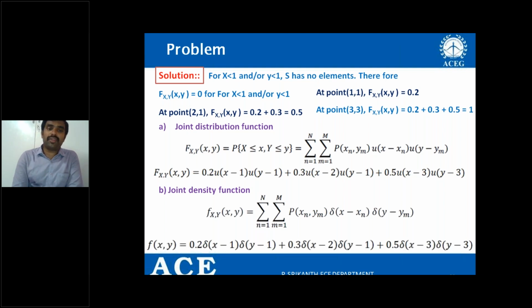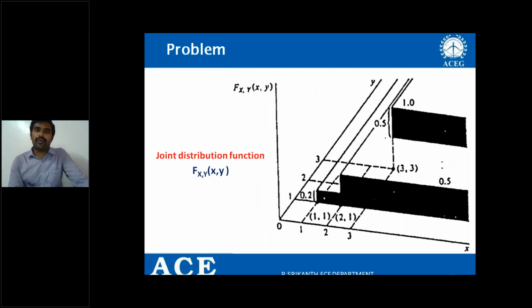Similar to the previous one, 0.2 into del of x minus 1 into del of y minus 1, up to 0.5 into del of x minus 3 into del of y minus 3. Right? It is the way to derive the joint distribution and the joint density functions. Right? So now coming to the plot, how do you plot it? So here, what is joint distribution function?